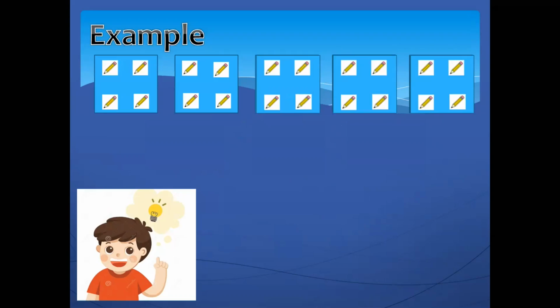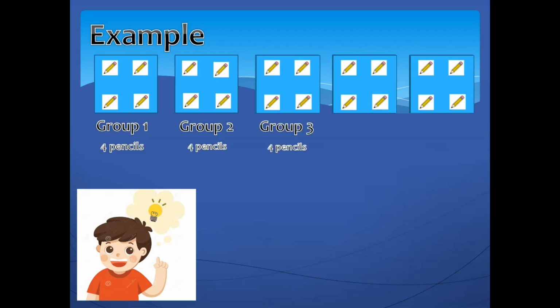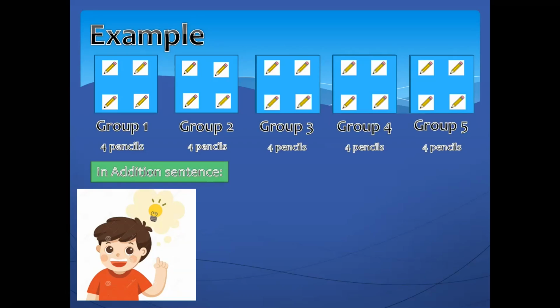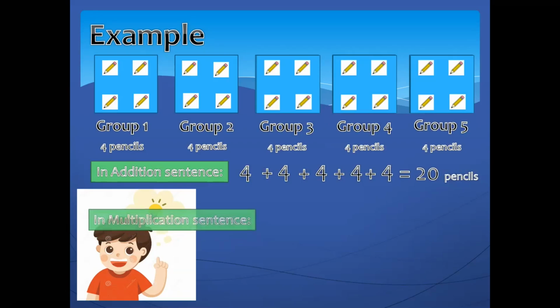Another example. Let me ask you, how many groups do you see in our example? Okay, great. We have 5 groups. In group 1, we have 4 pencils. In group 2, also 4 pencils, and likewise groups 3, 4, and 5. So maybe in your imagination, you already have the answer. In an addition sentence, we can write this example as 4 plus 4 plus 4 plus 4 plus 4 equals... Great! 20 pencils.